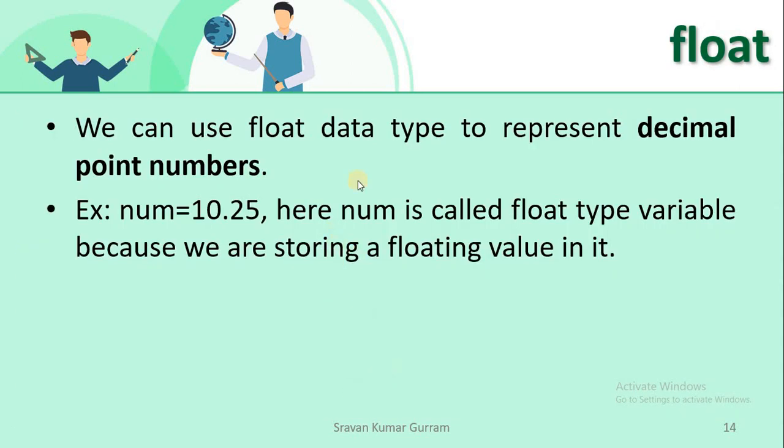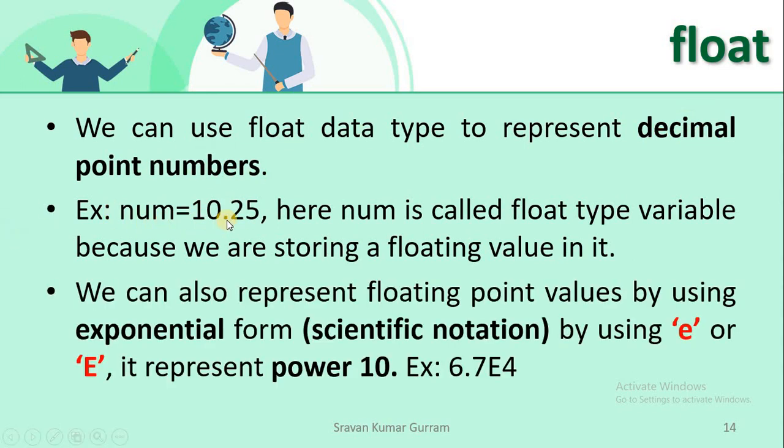Coming to the float, we can use this float data type to represent decimal point numbers. So in this example, number = 10.25, here number is called a float type variable because we are storing a floating value into the number. We can also represent floating point values by using the exponential form. This exponential form is also called scientific notation. To implement this exponential or scientific notation, we use the character E. Lowercase e or uppercase E, both are valid.